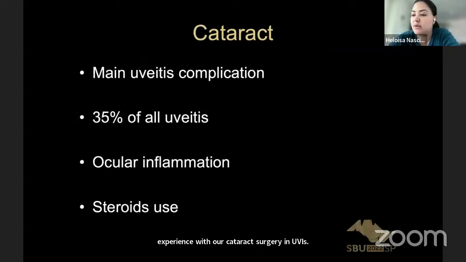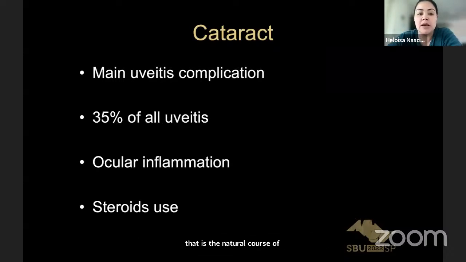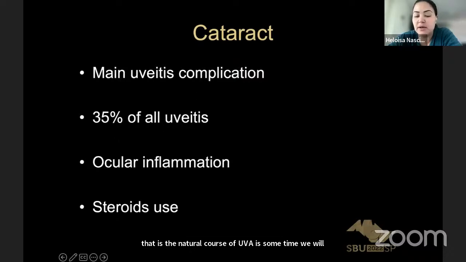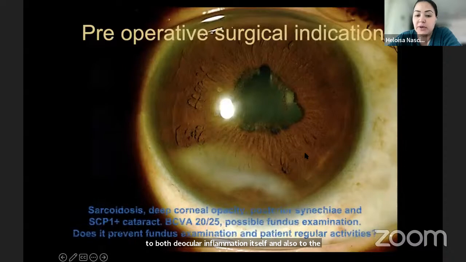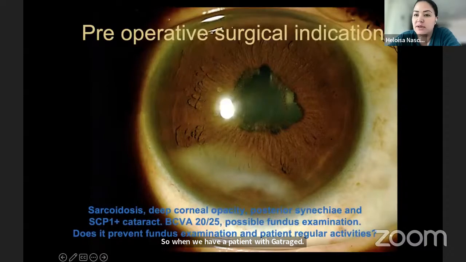So cataract is the main complication of uveitis, and I usually tell my fellows that it is the natural course of uveitis. Sometimes we will have to handle this. Almost 35% of all uveitis cases are complicated with cataract, due to both the ocular inflammation itself and also to steroid use.